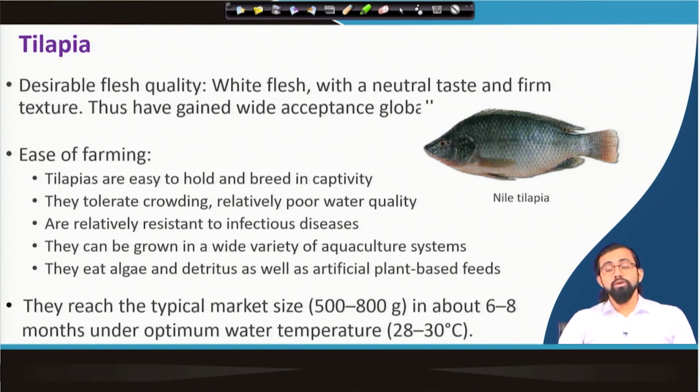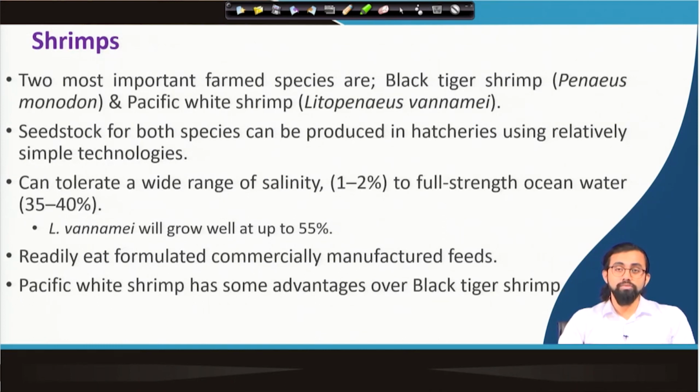And also because of the market demand, tilapia can supply a huge amount of fish. This is going on nowadays, and even in future the consumption of tilapia will keep on increasing. Second thing is the shrimp.